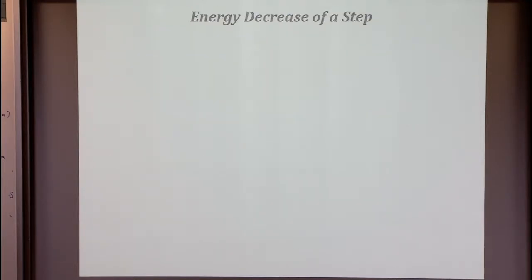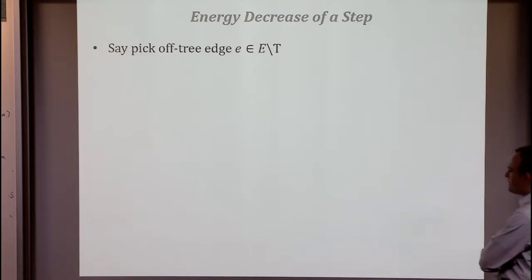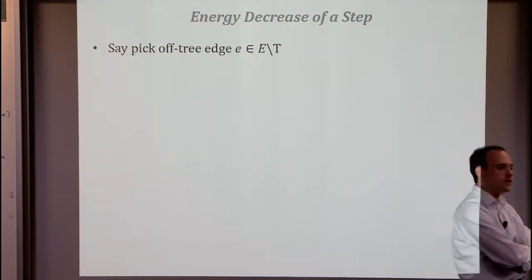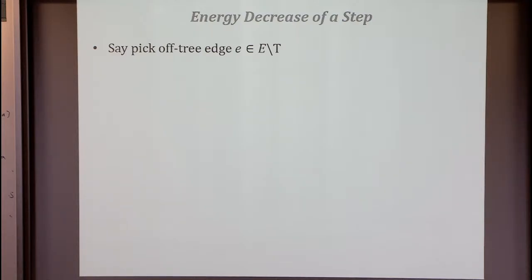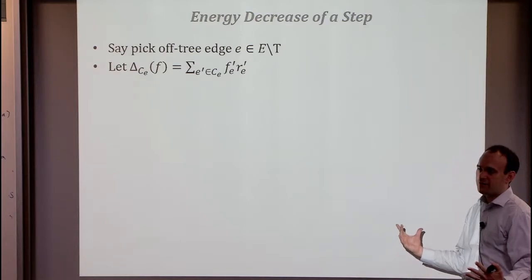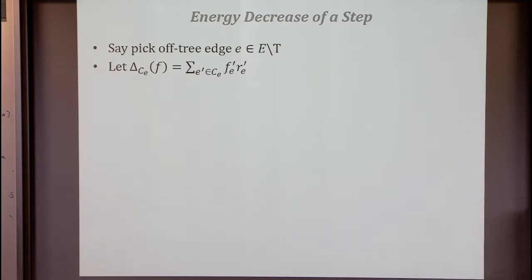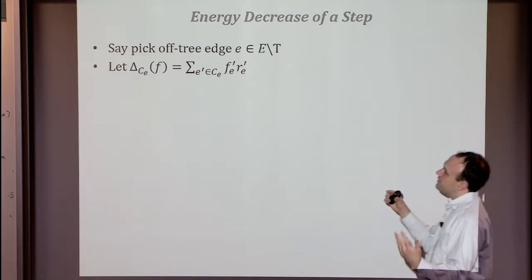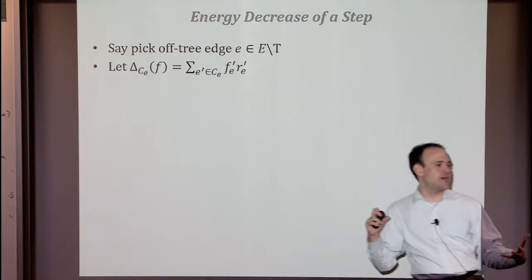Okay, so to tell you the energy decrease of a step, let's first see what happens with one individual edge. And then I'll tell you a bit about the probability distribution. So if I pick one off-tree edge E, suppose I fix the spanning tree, I pick one off-tree edge E, and I'm going to ask, when I fix that cycle, what happens to the energy? Right, so the algorithm is, I'll pick an edge from some distribution, I'll look at the cycle, go around it and see what happens, and the question is, what does that do to our actual energy?